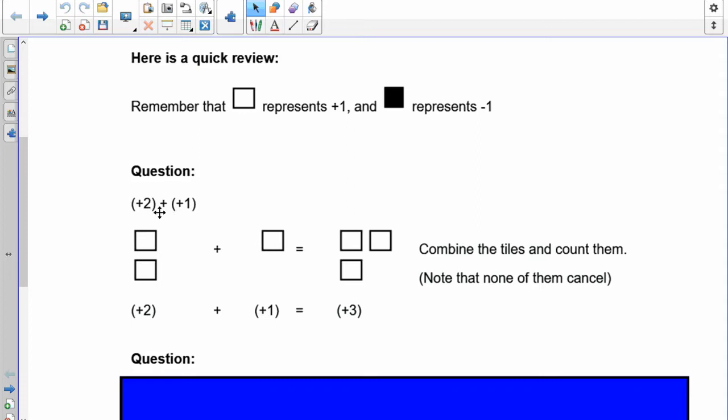When you add tiles which have the same signs, positive and positive, you just simply put them together and you'll have 1, 2, 3, and that's +3. Nothing new here. We've done a lot of this. In fact, it's probably the same thing you did in grade 2 or 3.